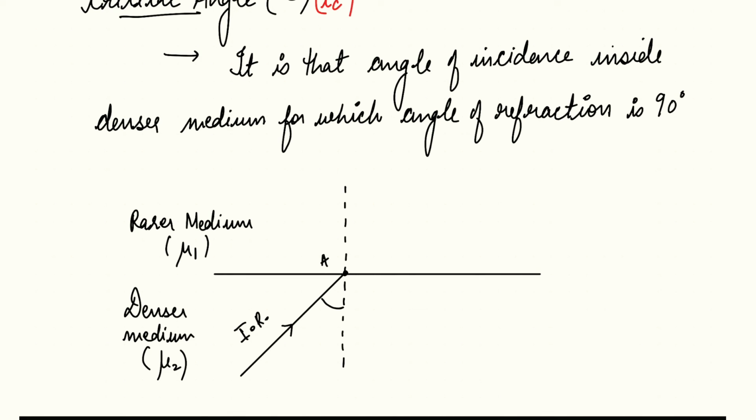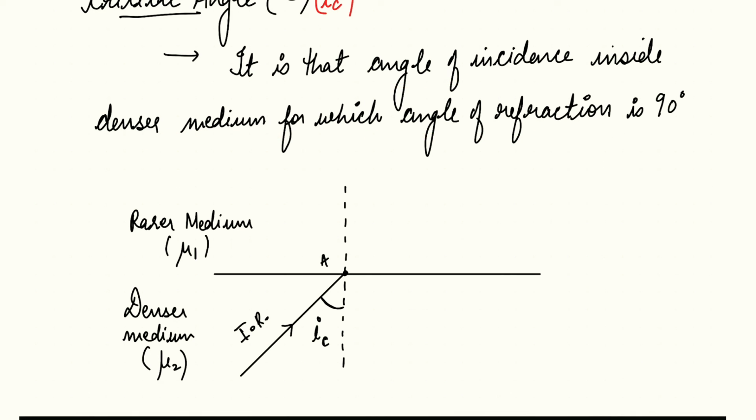So this is your angle of incidence, right? Great. So basically we are talking about critical angle. Let me just say this is your critical angle. It is that angle of incidence inside the denser medium for which your angle of refraction is 90°.